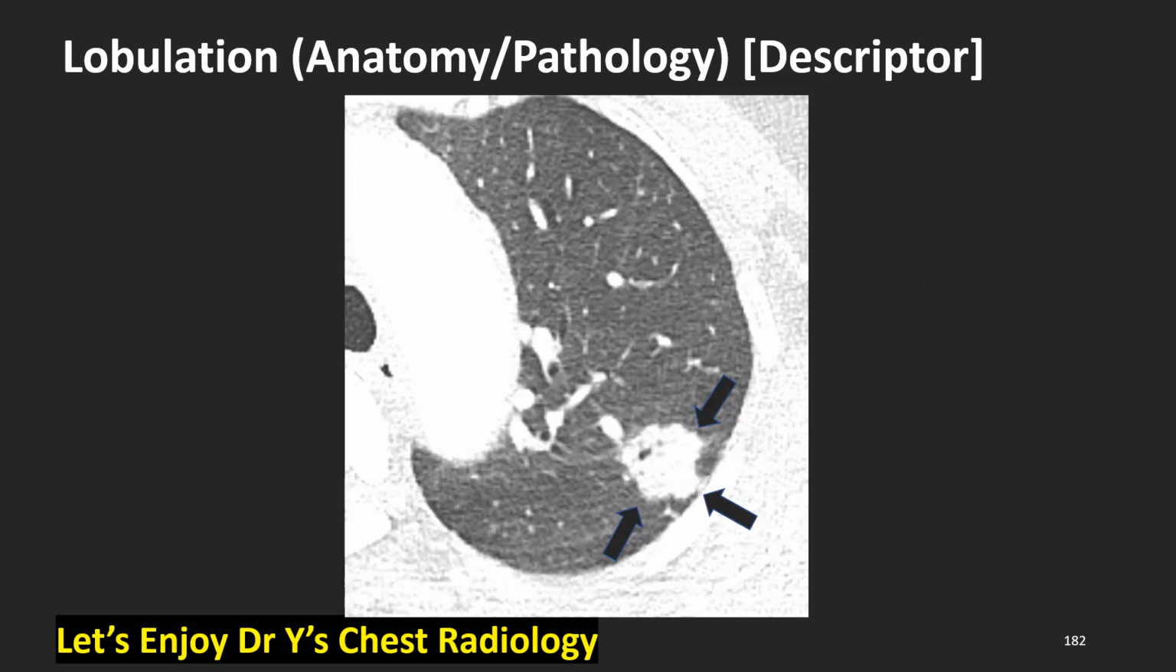Lobulation anatomy, pathology, descriptor. Arrows indicate the lobulation of lung nodule.